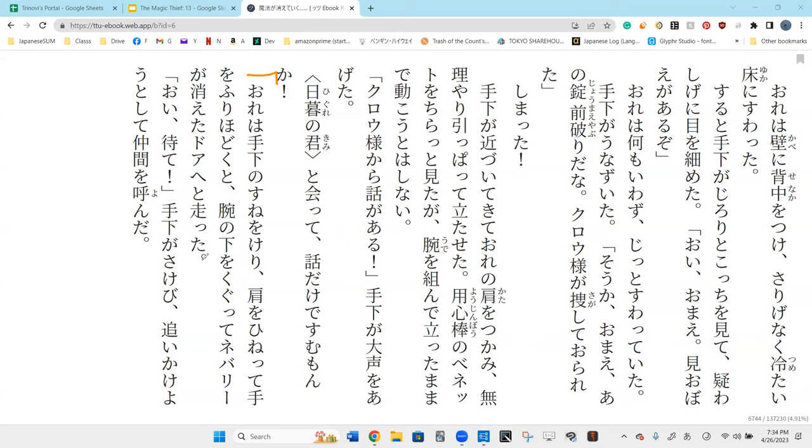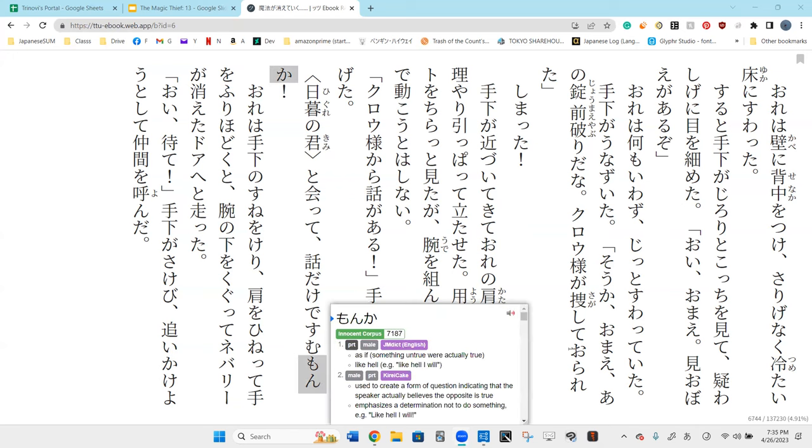Also, here, this monka, I believe it comes from monoka, and this mono refers to a thing. Maybe it's a normalizing thing going on here, instead of using koto, because I think I've seen this before. It's this mono that comes at the end of a clause. It's an explanation, like "this thing?"